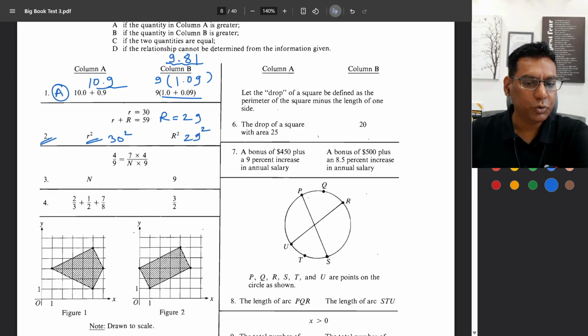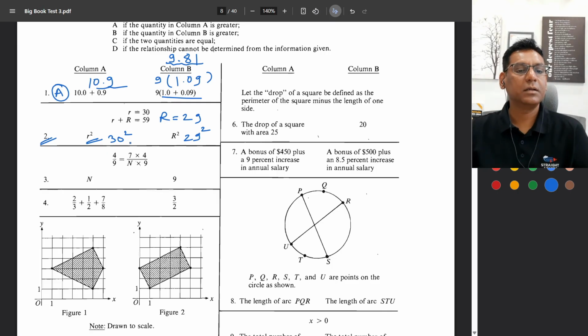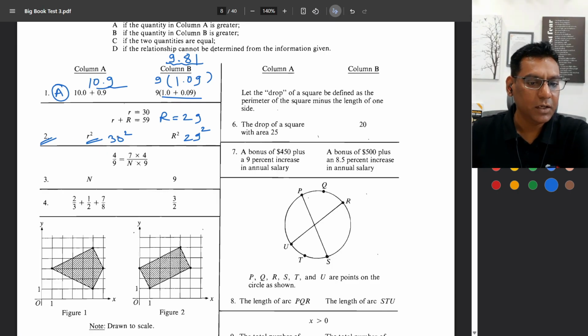Both are positive numbers. Obviously, the bigger the number, the bigger the square of that number will be if both numbers are positive. So the bigger number is going to be 30 square. Answer choice A. Question number 3.